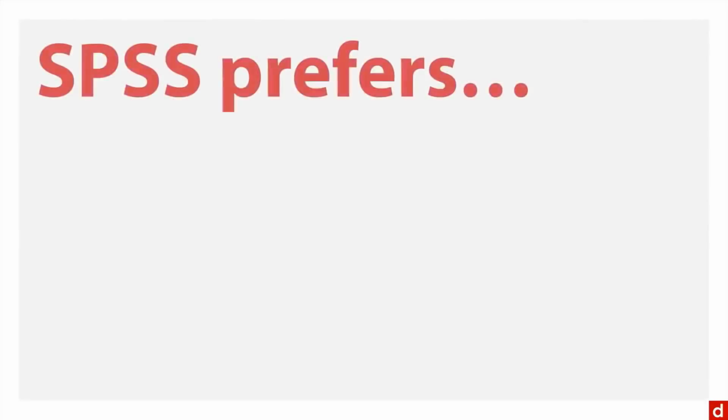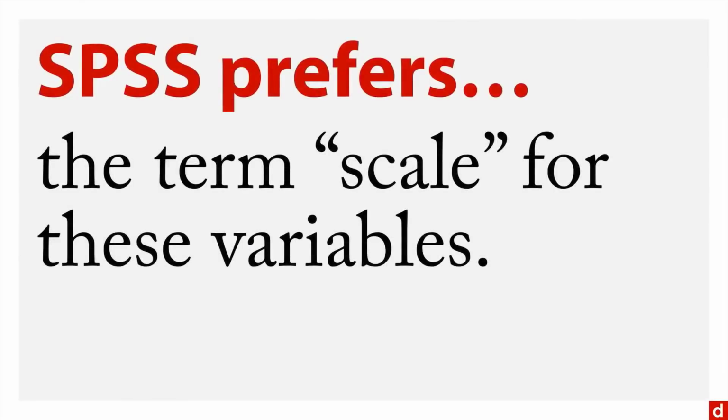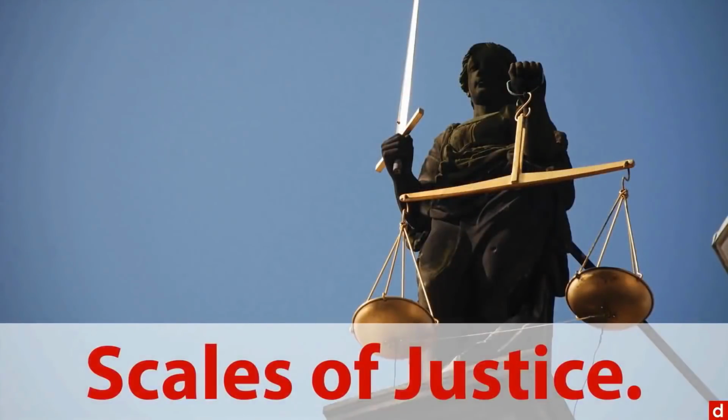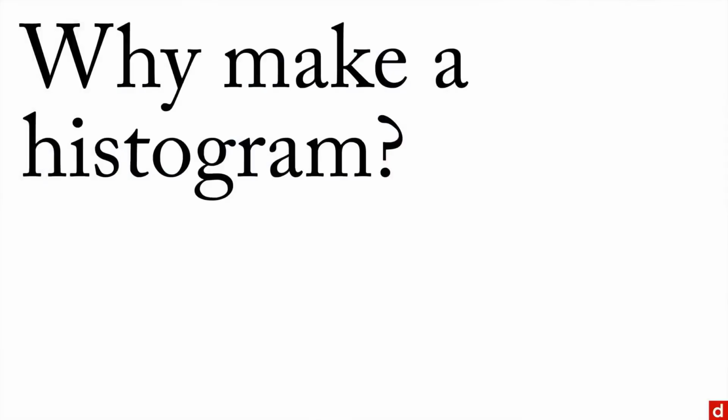Now, I'll mention that SPSS prefers the term scale for these variables, and that's what shows up in the data definitions. And I like to think of it as the scales of justice. But why are we making a histogram? The point is to see what you have, to see what the data is like. And there are a few things in particular that you're going to be looking for.